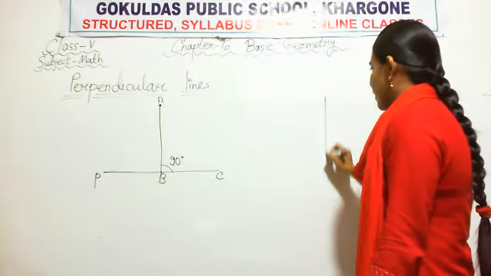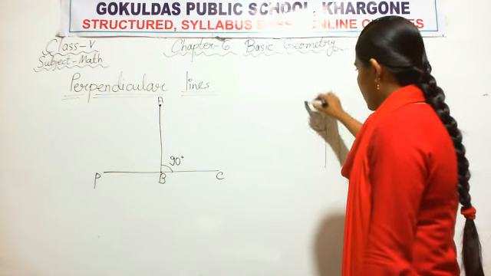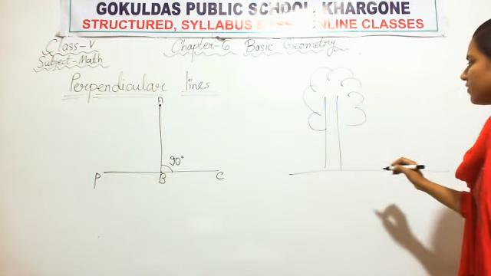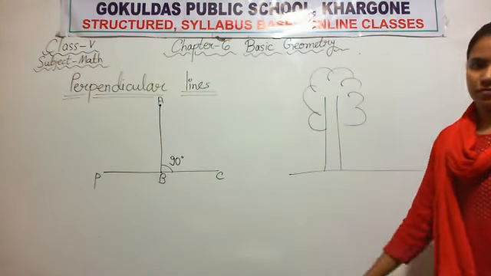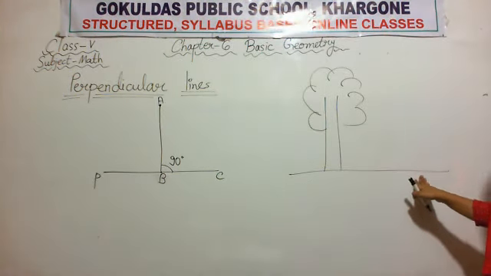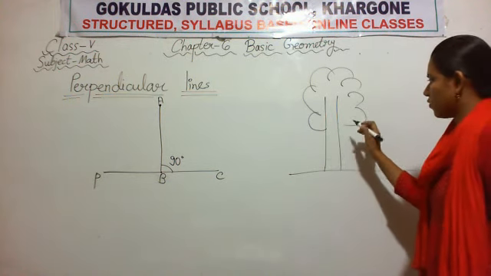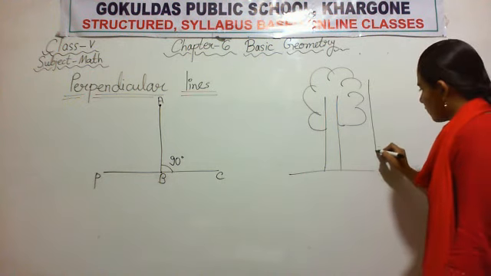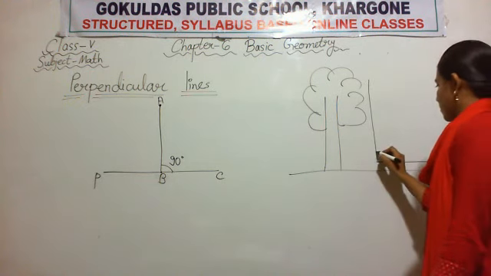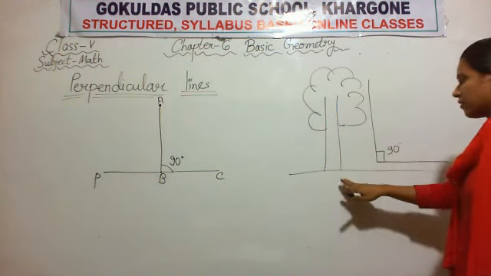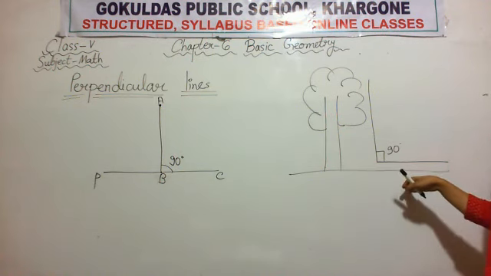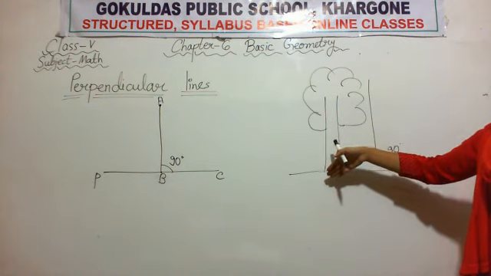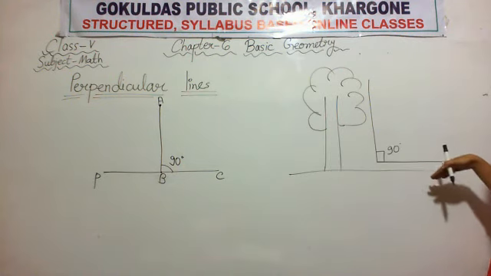For example, if I give you an example of a perpendicular line, observe this tree. It is the land, it is the tree. This tree is making an angle of 90 degrees with the land. It means this tree is perpendicular on the land.